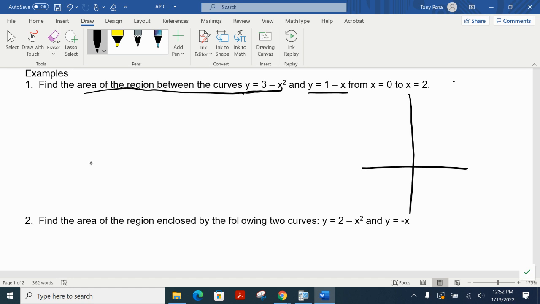It's a parabola. The negative means we're opening downwards. The vertex is 0, 3. So up here it's 0, 3. We should be able to sketch in a parabola that opens downwards.